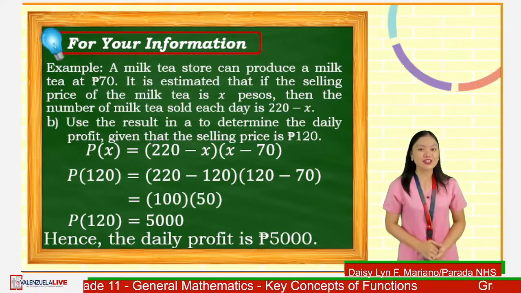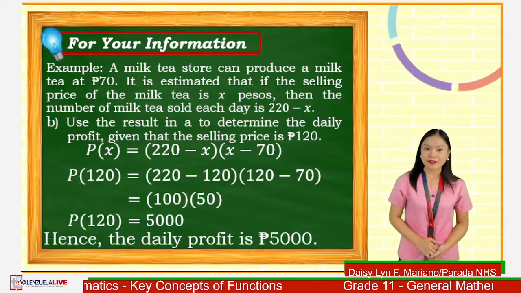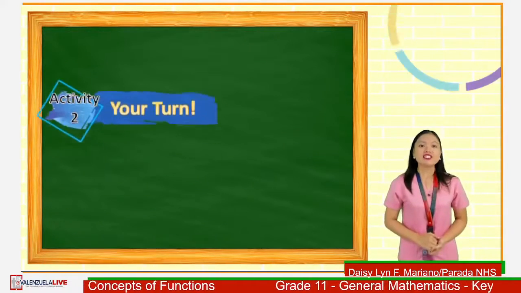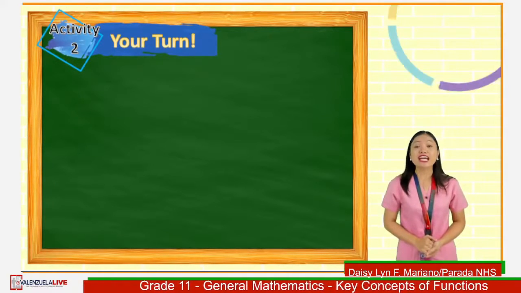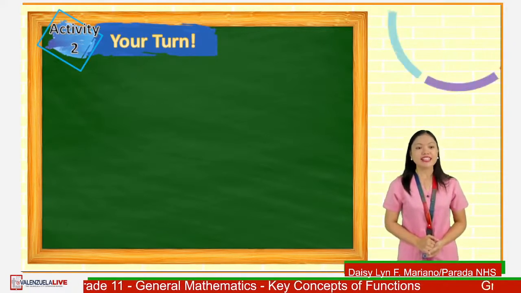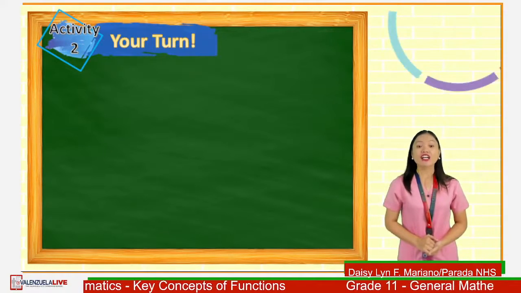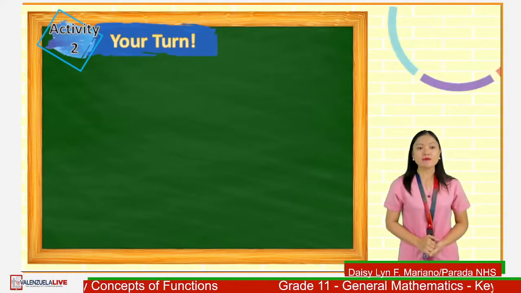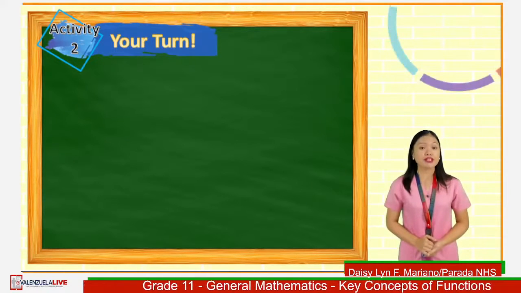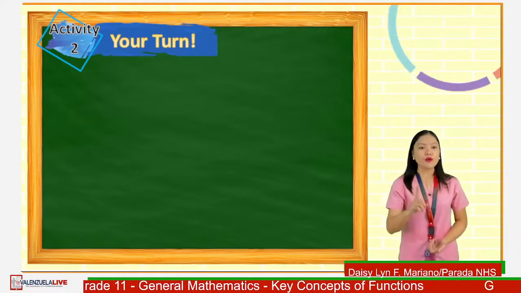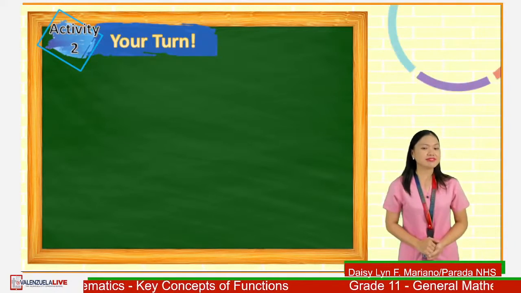That's it, grade 11. I am glad you made it to our last example. Now, let us check how well you understand our lesson for this day. Let us have our second and last activity entitled, Your Turn. I will be flashing questions. Answer them using the concept you have learned earlier. Be ready with your pen and paper that you will be needing in answering. 1 minute will be given for this activity. Is that clear? All right.